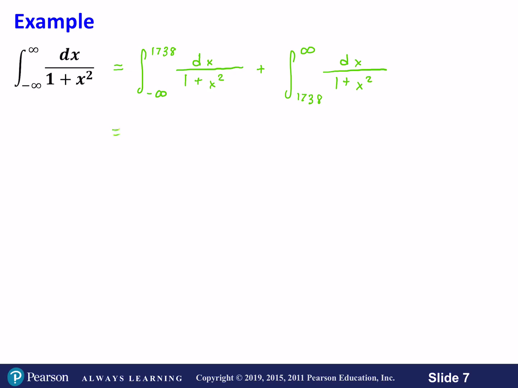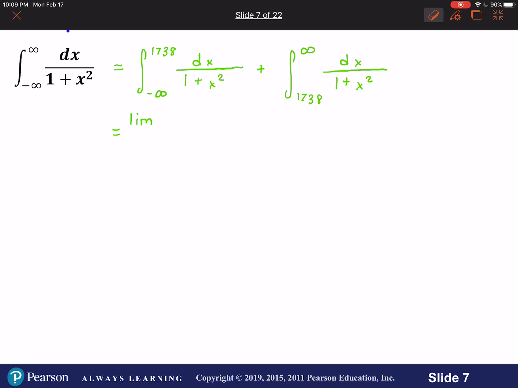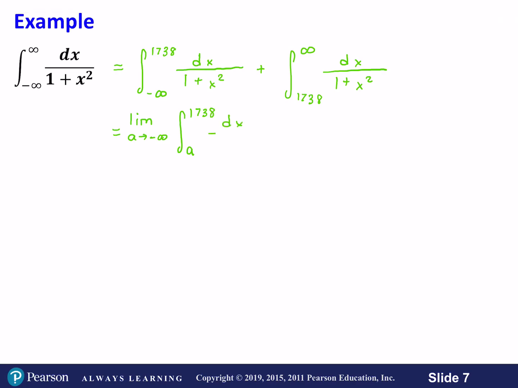Okay, next we rewrite with a limit. So this is the limit now as b, let me say a. Limit as a approaches negative infinity of the integral from a to 1738 of dx over 1 plus x squared, plus the limit as b approaches infinity of the integral from 1738 to b of dx over 1 plus x squared.